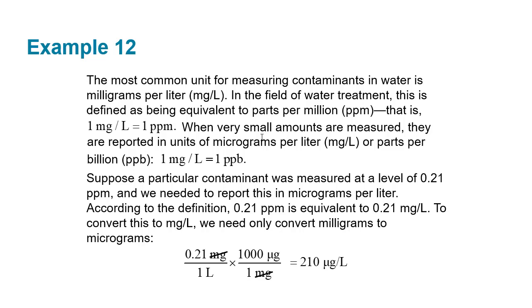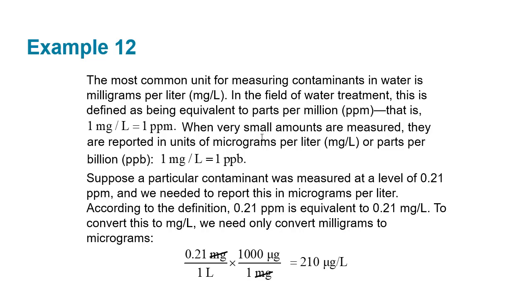So in the field of water treatment, this is defined as being equivalent to parts per million. That is, we know that 1 milligram divided by a liter is 1 part per million. When very, very small amounts are measured, they are reported in units of micrograms per liter or parts per billion. So whenever you hear these things, parts per million just means 1 out of a million, and then you can also have parts per billion.